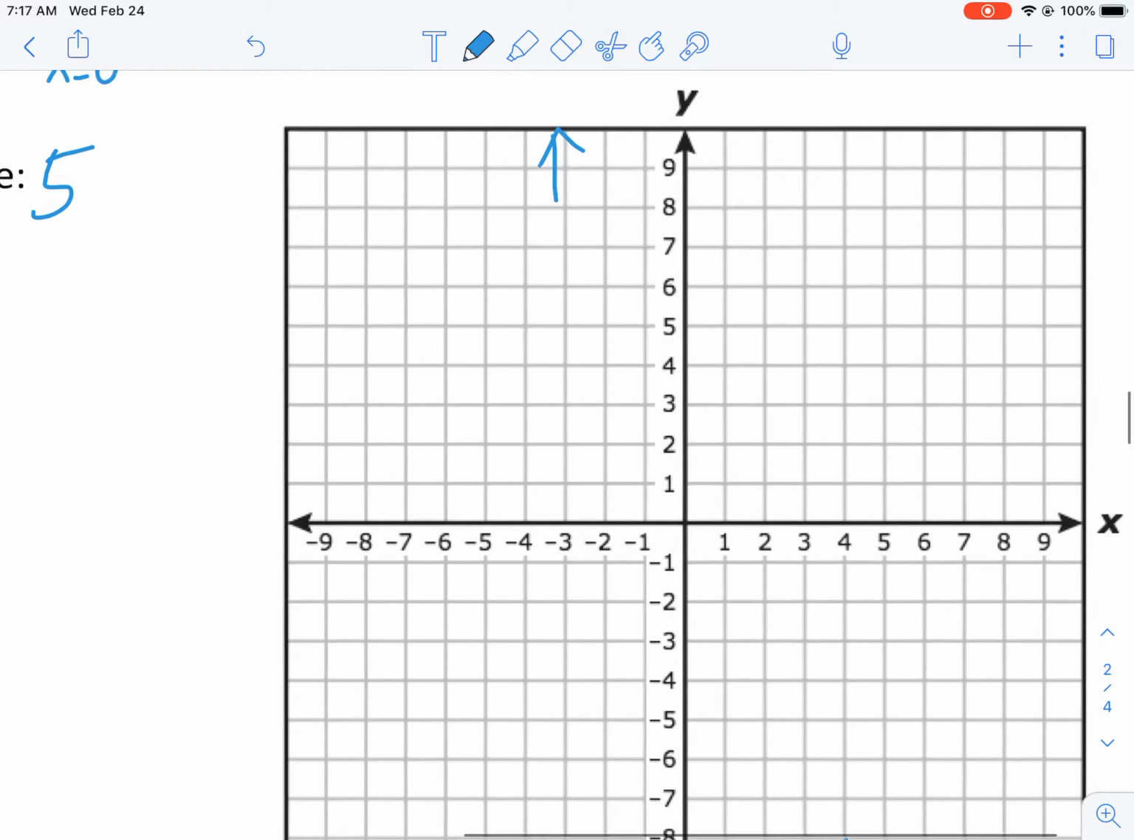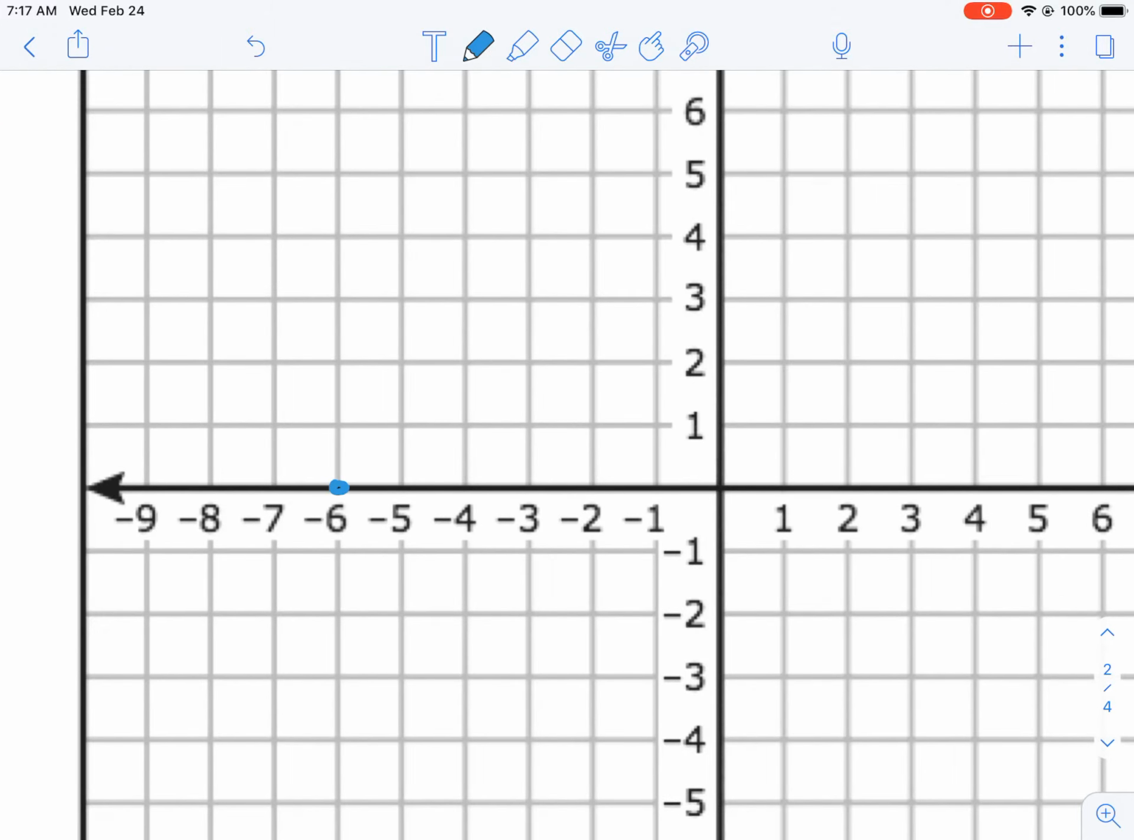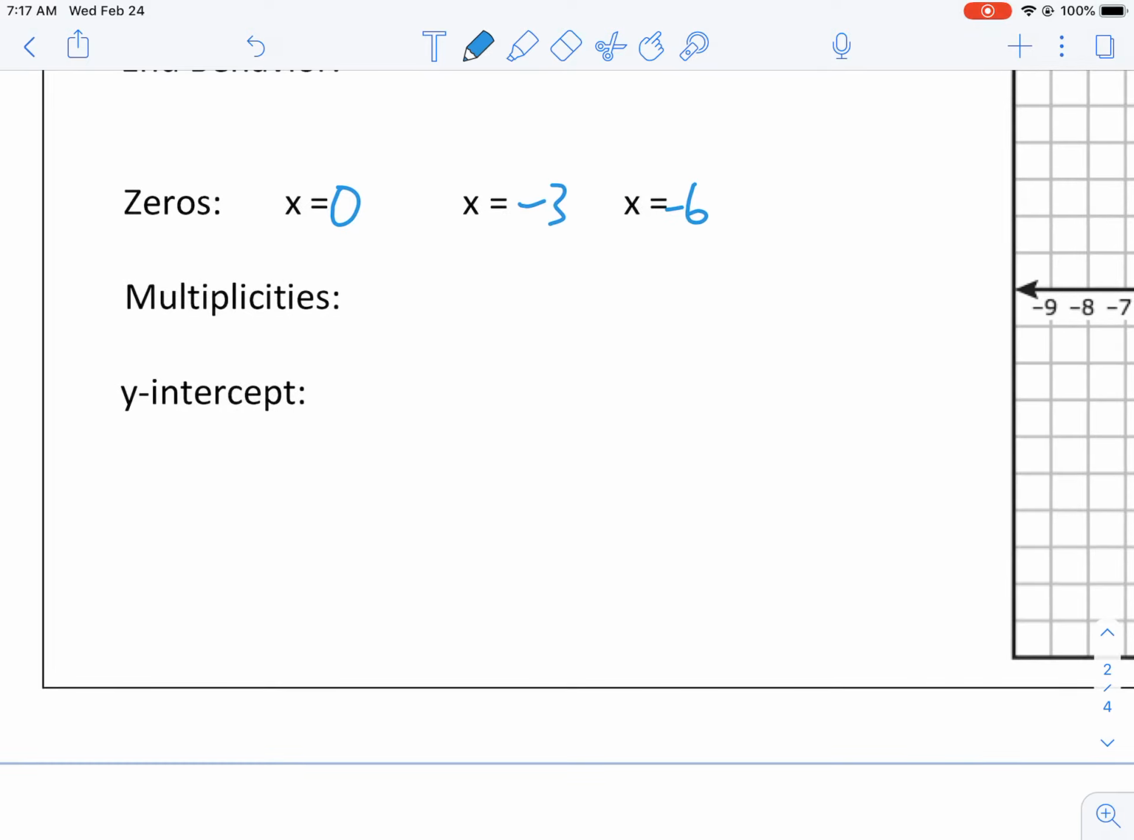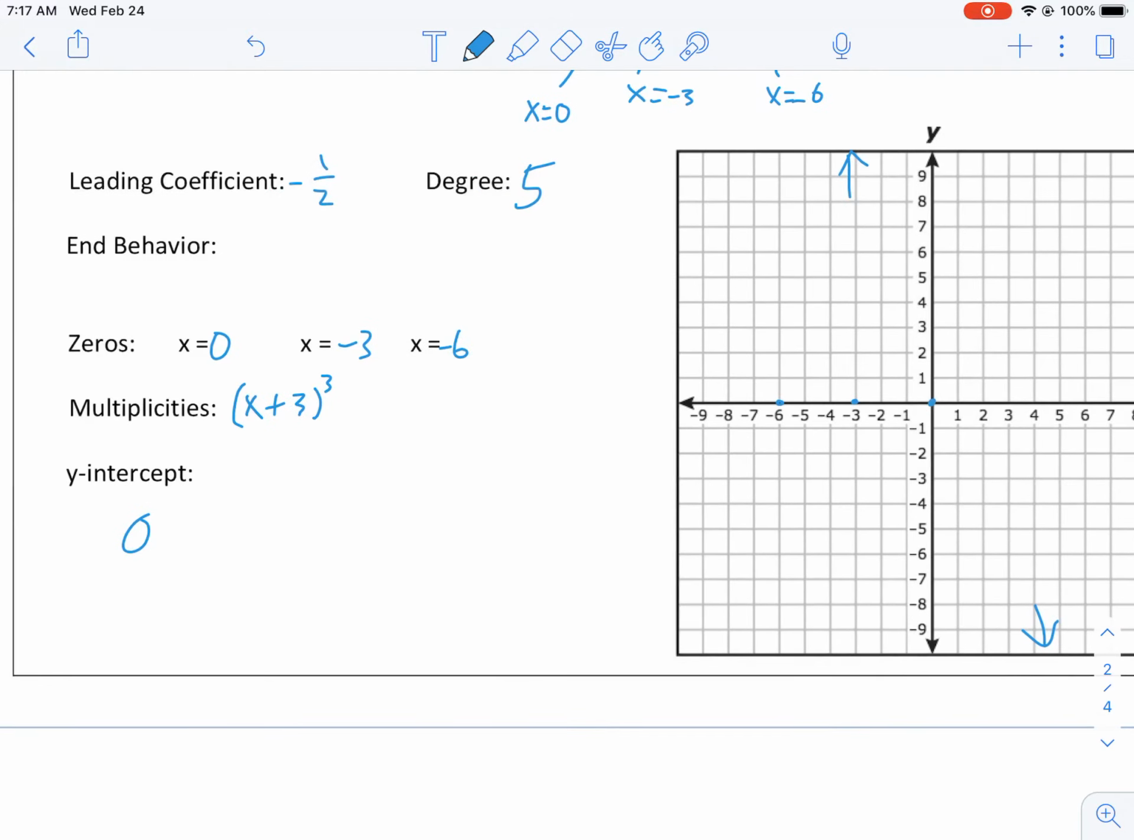So we can put those down. And this actually is the y-intercept right here, so we don't even need to figure out the y-intercept. The y-intercept is 0. We had one multiplicity of (x + 3) squared, or sorry, cubed. So we need to kind of curve when we go through that -3.